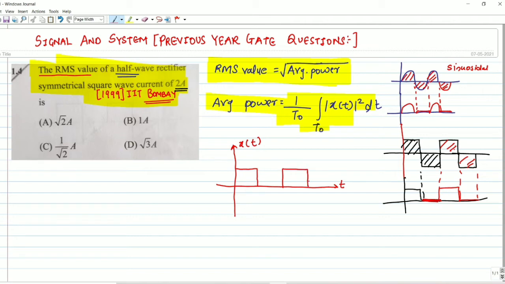This will go on up to infinity. I have considered one cycle. Understood? The maximum value, it means the maximum amplitude, will be 2a. It is given in the question. It starts from 0, then goes to T by 2 and T. This is one cycle. Which is one cycle? Let me highlight.